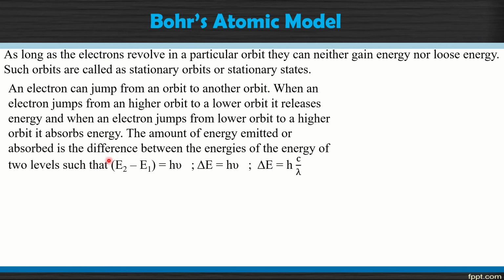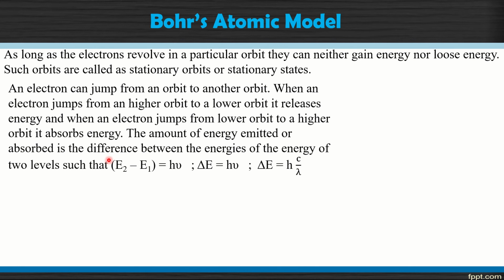When an atom is heated or gains energy in any other way, then the electron also gains energy. At that time, after gaining energy, the electron will jump from a lower energy level to a higher energy level. But this higher energy level, this position of the electron, is an unstable position. After some time, the electron loses the energy and again comes back to the lower energy level.